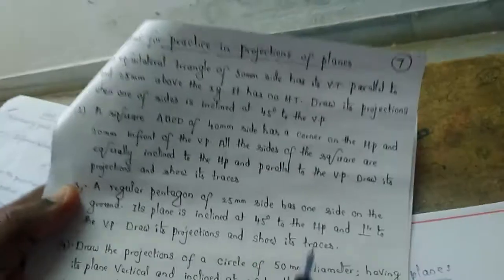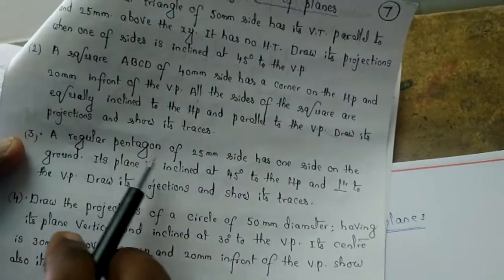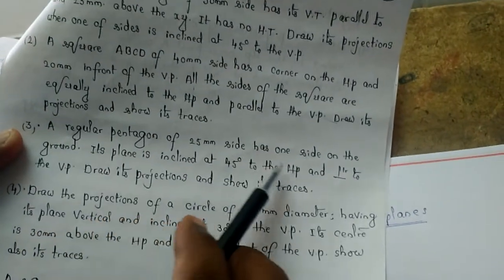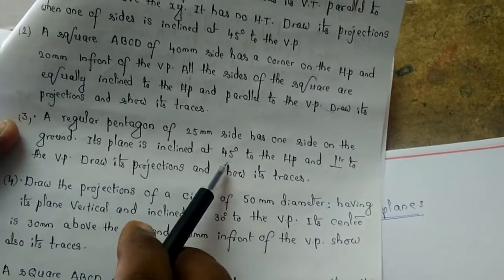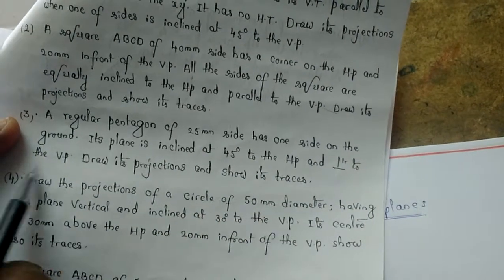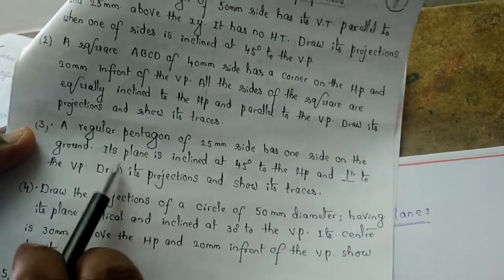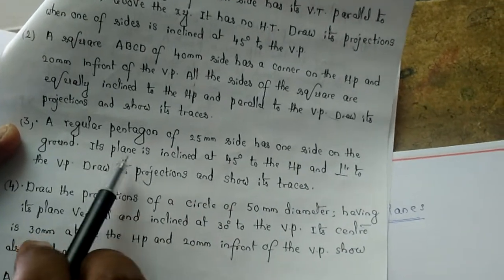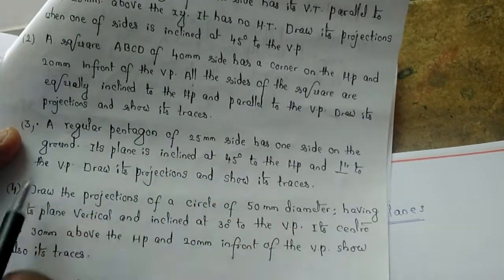For your information, this is the data circulated to you, page number 7, question number 3. A regular pentagon of 25 mm side has one side on the ground. Its plane is inclined at 45 degrees to the HP and perpendicular to the VP. Draw its projections and show its traces. Here the words indicate an inclined-to-HP problem: the plane is inclined to HP and perpendicular to VP.